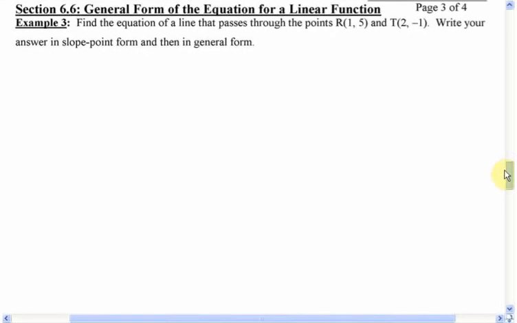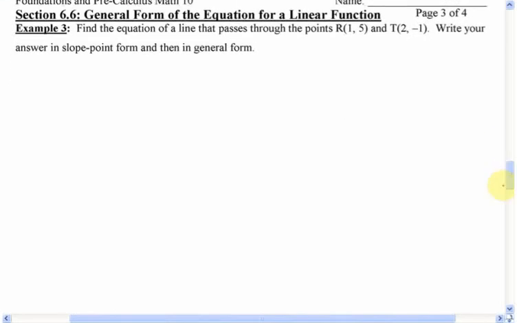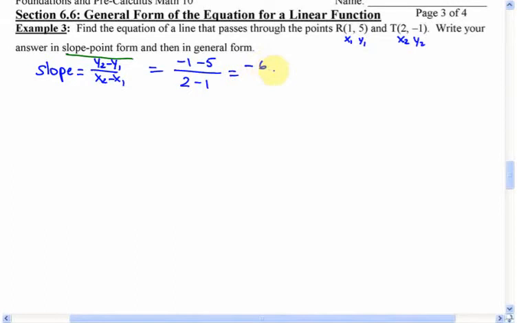Ah, here's another one, example number 3. So here we've got to find the equation of a line that passes through these points. This one says write in the slope-point form and then in general form. Got some points. What's the slope? If you thought to yourself, it's time to sing that song, you bet. You can decide which one's x1, y1, x2, y2, but that's my decision. And let's go ahead and try this. y2 is negative 1. Take away 5. x2, take away 1. Negative 6 over 1, which is just negative 6.